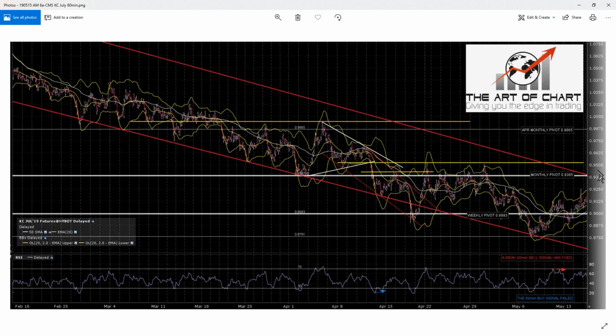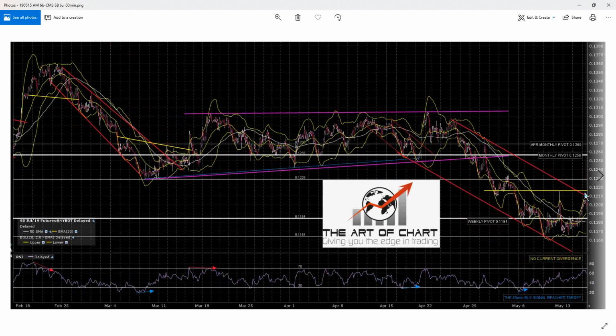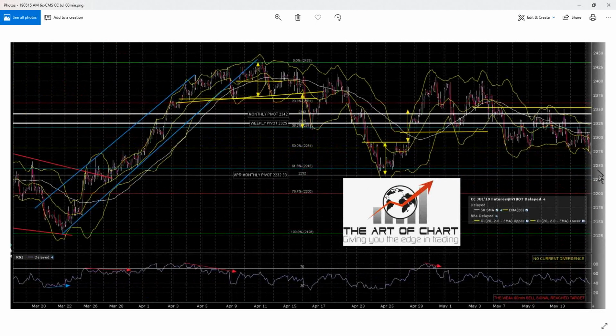Right, KC. This is kind of looking like a flag to me so far. If it is a flag, then it's likely to break down into a retest of this low. We shall see. SB needs to break over resistance in the 12-10 area. It hasn't broken that yet. We could see another leg down if it doesn't.